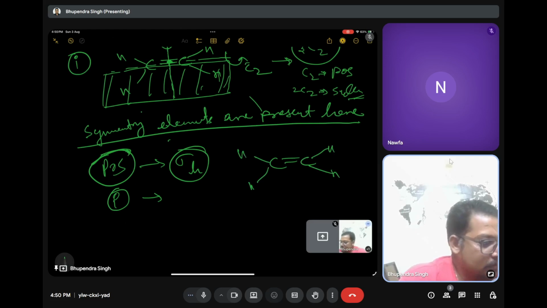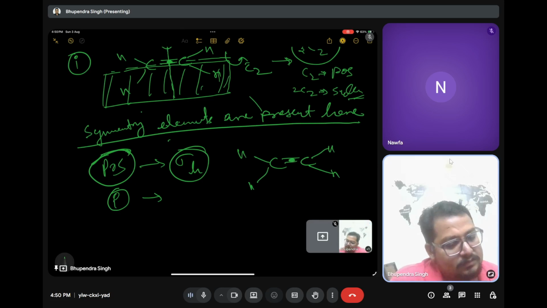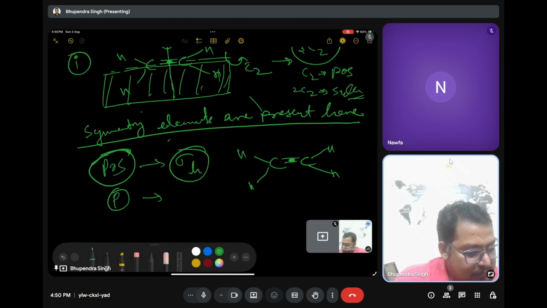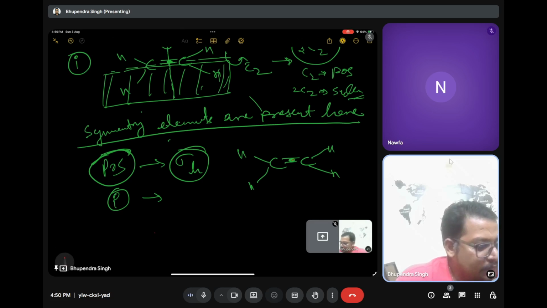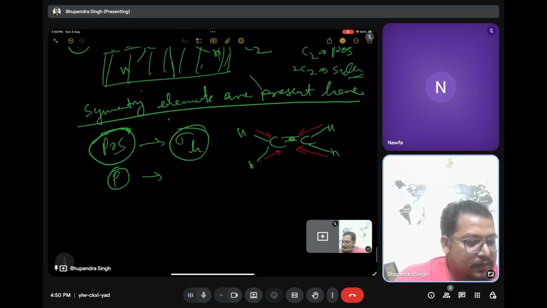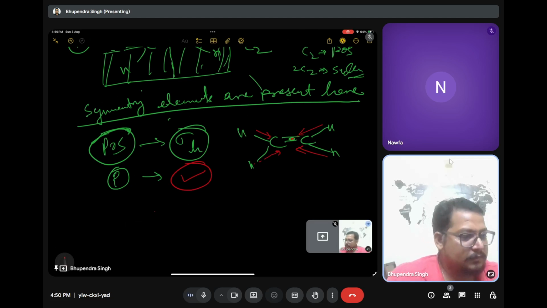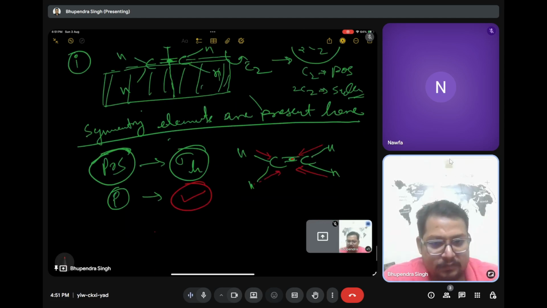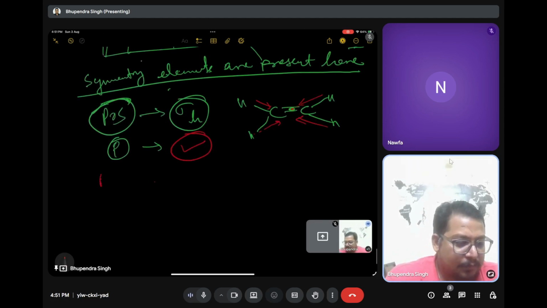So this is your inversion center. Is this present or not? If this is your inversion, this will go that side, like that. Okay, so here the inversion center is also present. Now what is left? Axis of symmetry, plane of symmetry, inversion center, then improper axis of symmetry.